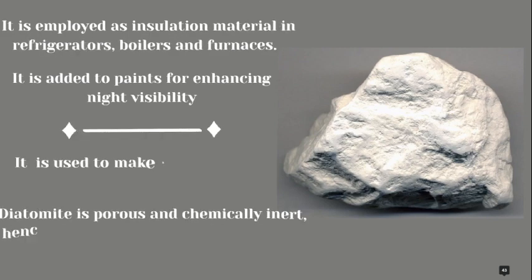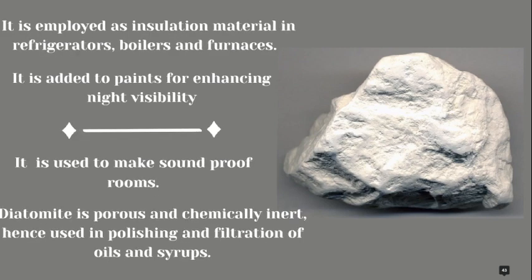It is used as insulation material in refrigerators, boilers, and furnaces. Also, it is added to paints to enhance night visibility. It is also used to make soundproof rooms. As this diatomite is porous and also chemically inert, it is used in polishing and also in filtration of oils and syrups.